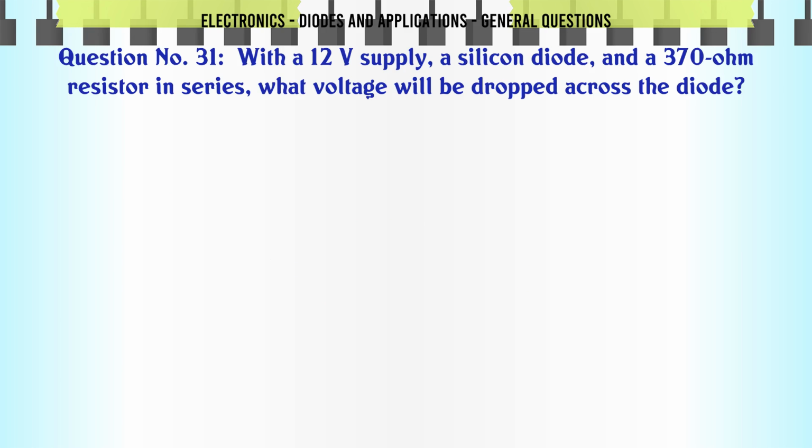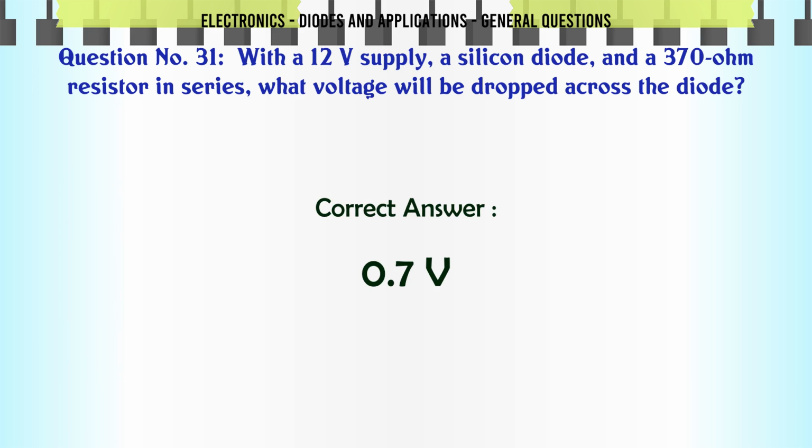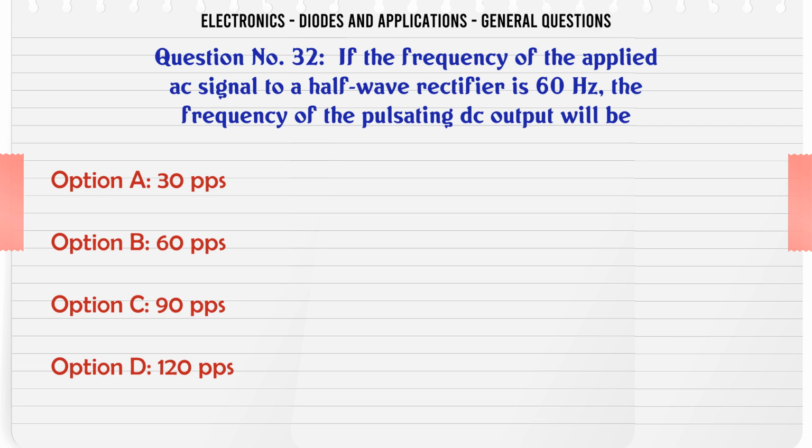With a 12V supply, a silicon diode, and a 370 ohm resistor in series, what voltage will be dropped across the diode? A. 0.3V, B. 0.7V, C. 0.9V, D. 1.4V. The correct answer is 0.7V.